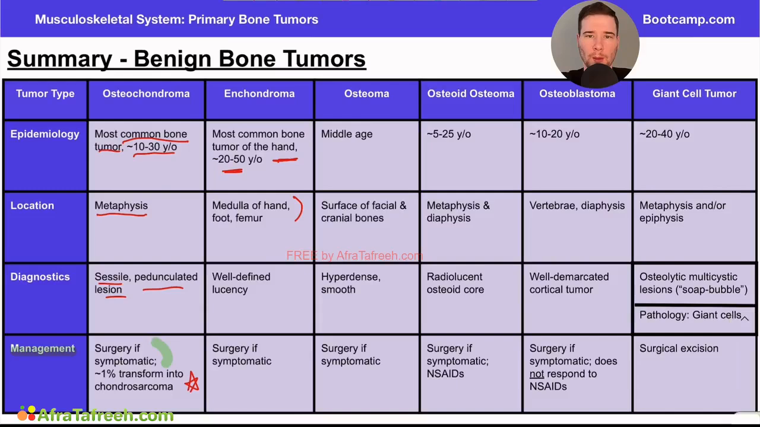Now, when we think about the diagnostics here, this is going to be a well-defined lucency on imaging. That is to say, it should have a very clear appearance rather than something that's a little bit more sporadic or chaotic that doesn't really have a defined shape. When we think about the management here, again, as with a lot of these benign bone tumors, surgery if symptomatic. If the patient's not having symptoms and it's just found, you might just do a watchful waiting approach.